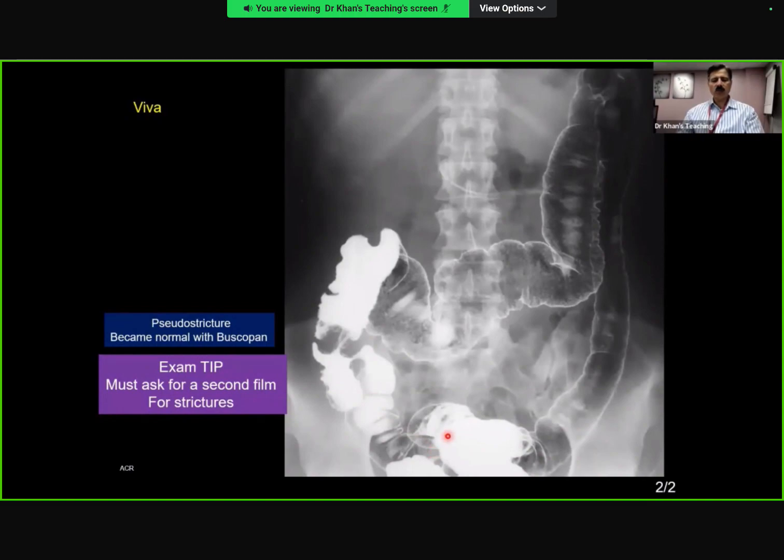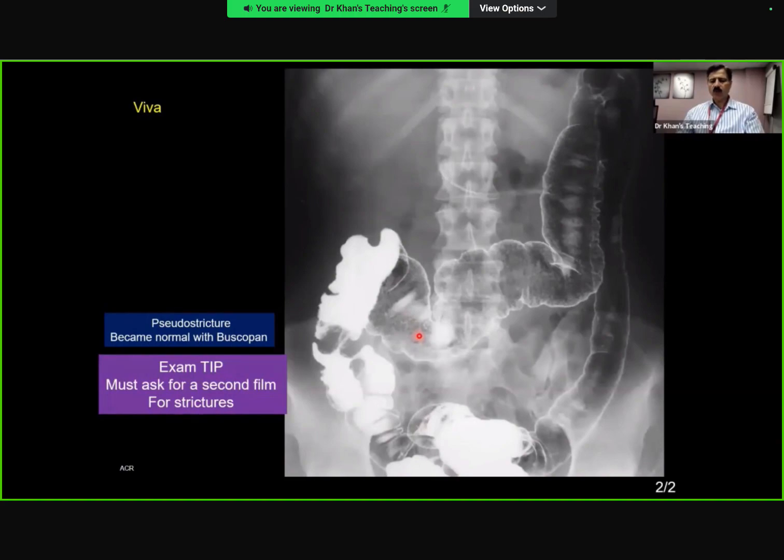Because, with things like linitis plastica in the stomach, you can make a fool out of yourself for the simple reason that at that point, it was underdistended. Now, what is happening is this is a film of ulcerative colitis.